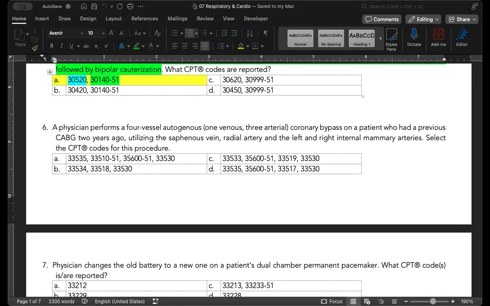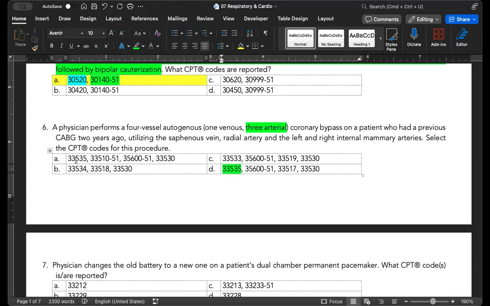Okay, so 33535 is for a coronary artery bypass graft using an arterial graft, and it's for 3 coronary arterial grafts. Because we had 3 arterial grafts for that CABG, or coronary artery bypass graft, we know that 33535 is going to be an option, because 33534 is for 2, and 33533 is for a single arterial graft. So that gives us the arterial portion of our CABG.